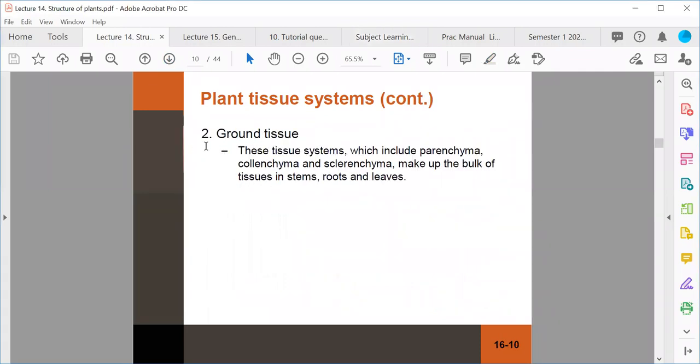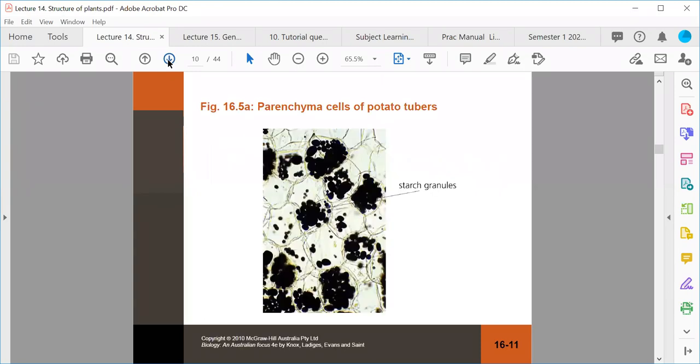All right, our next major plant tissue system is ground tissue. Most of the plant consists of ground tissues, and there's lots of different types of ground tissues. These tissue systems include parenchyma, collenchyma, sclerenchyma, and these make up the bulk of tissues in stems, roots, and leaves. And we'll look at some examples of these.